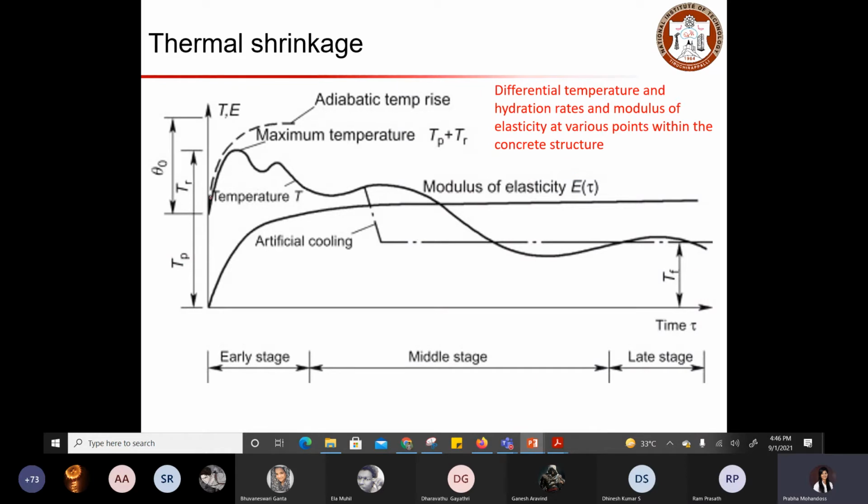So in the initial stage, the temperature will be higher due to the hydration process, and over time, as you move to the later stage, the temperature gets reduced. And you can see when you do the artificial cooling, you can reduce the temperature significantly. The purpose here is to reduce the temperature variation inside and outside of your concrete structure, so that you can avoid the thermal cracking, which occurs due to temperature variation.